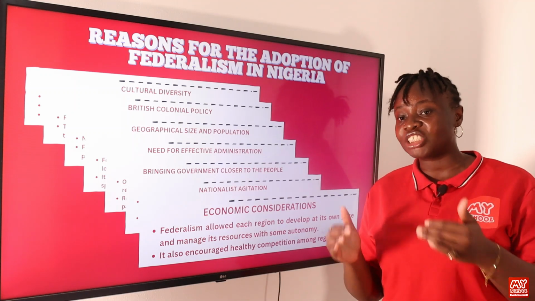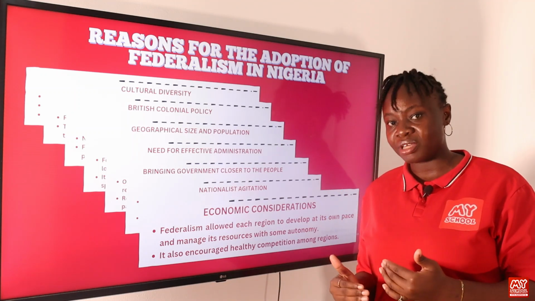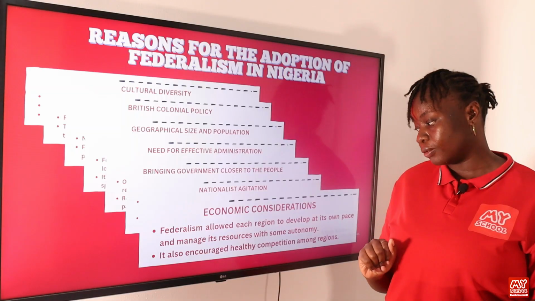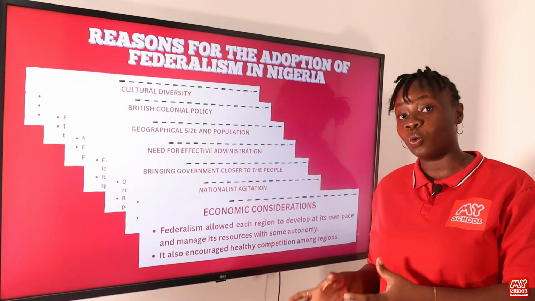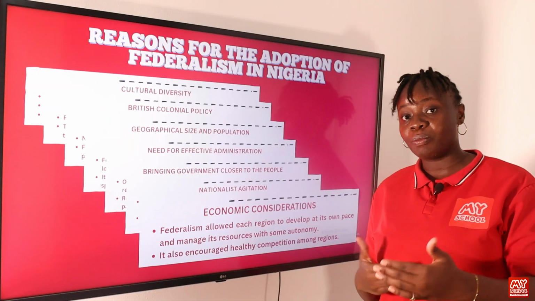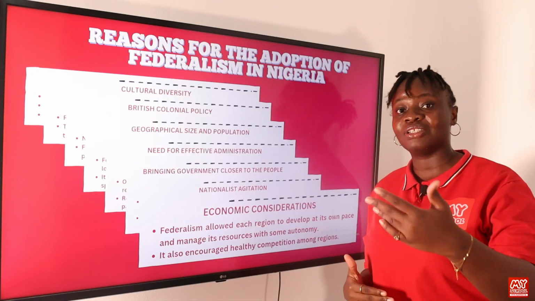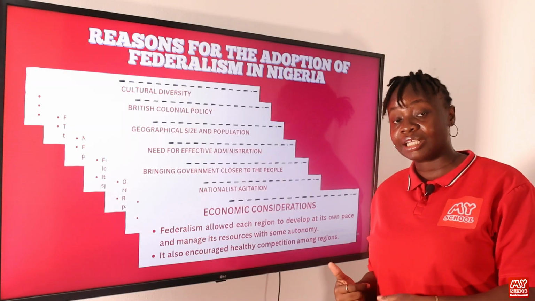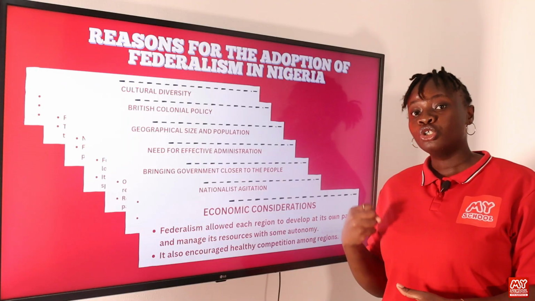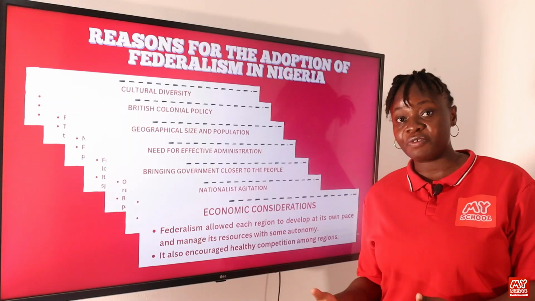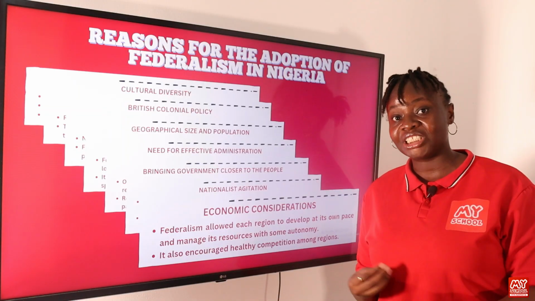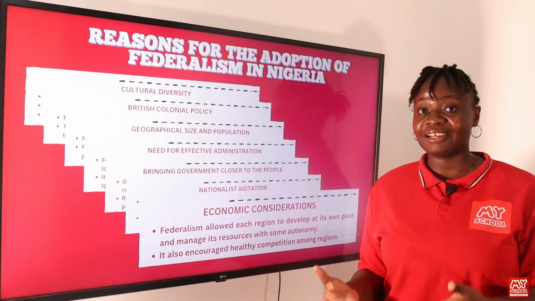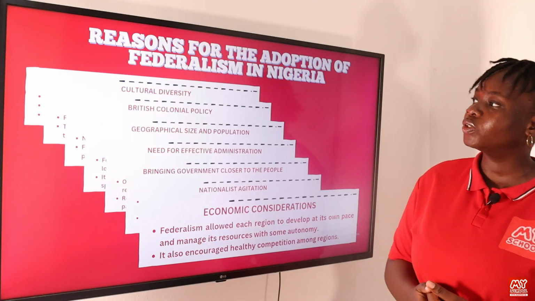It helped to ensure that each of the regions can grow at their own pace. Then it also encouraged healthy competition among the regions. When each of these regions are administering to their own needs, they can compete among one another. When one region sees that the other one is developing more than their region, they can choose to do better, to raise more revenue within the region and to develop that region. So it helped to encourage healthy competition within the Nigerian society. Now let's move on to the next slide.